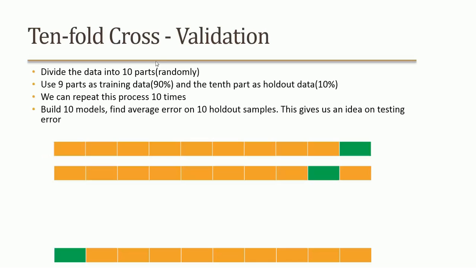So divide the whole data set into 10 parts randomly, use 9 parts as the training data and the 10th part as the holdout data. So we build 10 models. We repeat this whole process 10 times, build 10 models, and find the average error. Now that really gives us the actual training error.